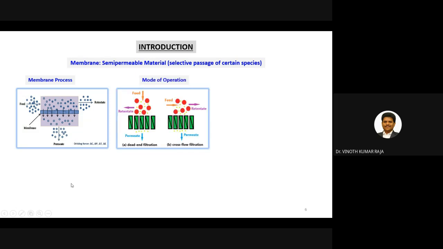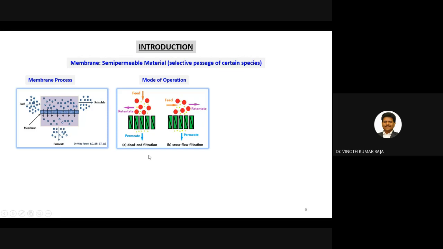Broadly, two types of flow and filtration arrangements can be identified in the membrane separation process: dead-end filtration and cross-flow filtration. In the dead-end filtration arrangement, the feed is normal to the membrane surface. The retained particles or solids remain on the membrane surface, forming a cake or gel layer directly on the membrane surface.